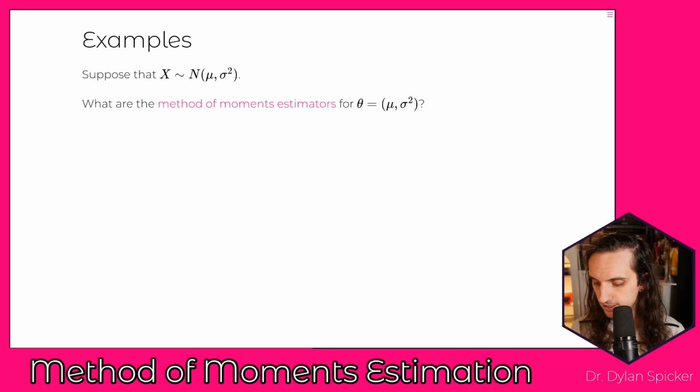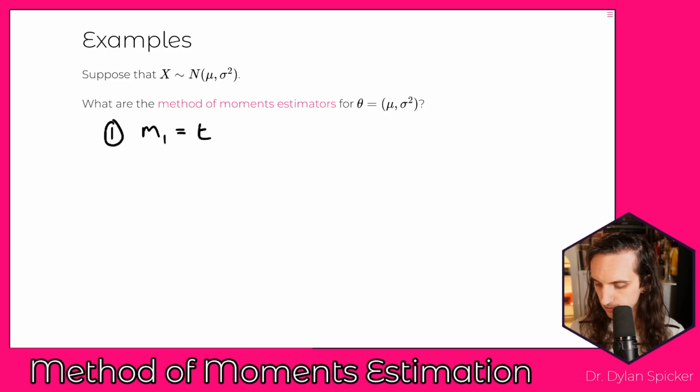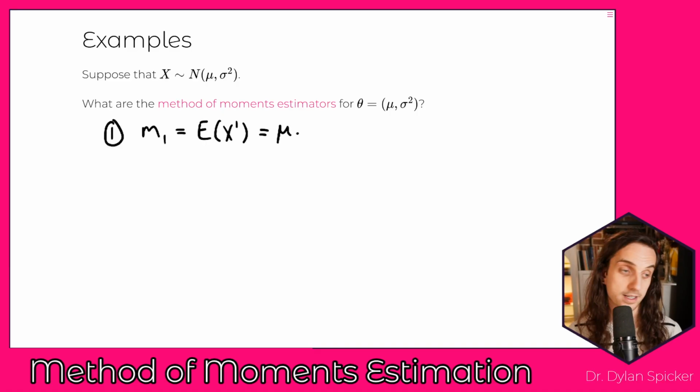And so what we need is two equations that are going to depend on the means. And so we always start with our first moment, m1, which is the expected value of x to the power of 1. And this is just the mean of x, and so we know that that's just going to be mu.